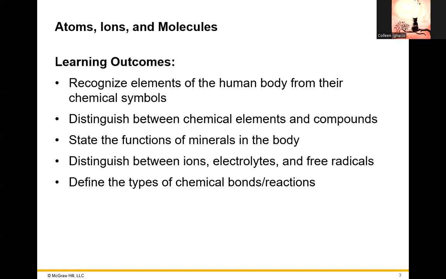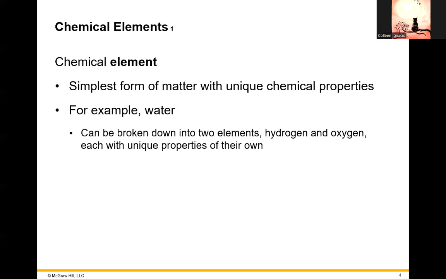So the learning outcomes for this chapter are recognizing elements that are within the human body. These elements come from the periodic table of elements. We're going to be able to distinguish between elements and compounds, the importance of minerals in the body, and we'll talk about ions, electrolytes a little bit, free radicals, and we'll look at types of chemical bonds and reactions.